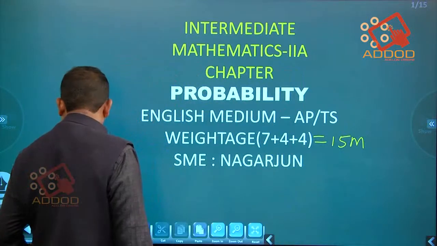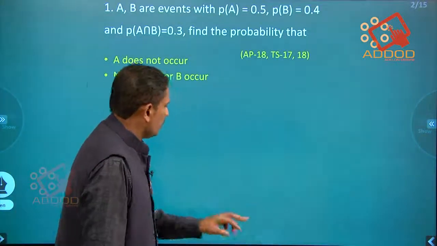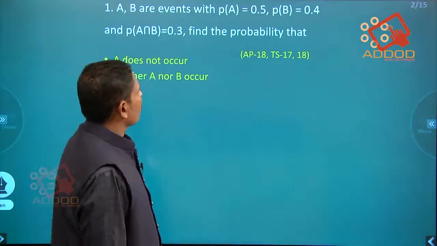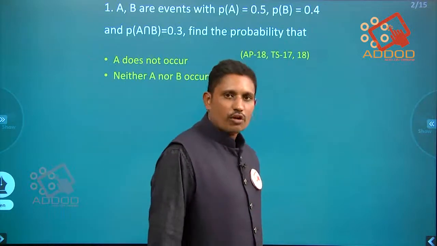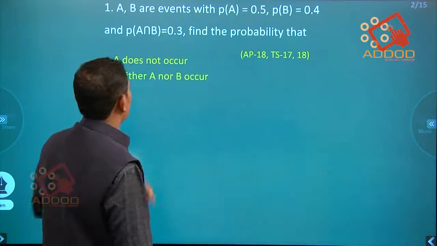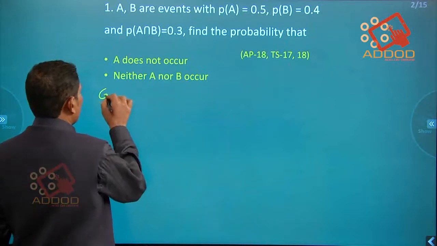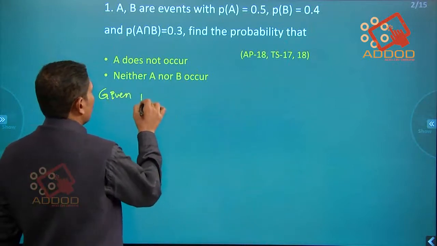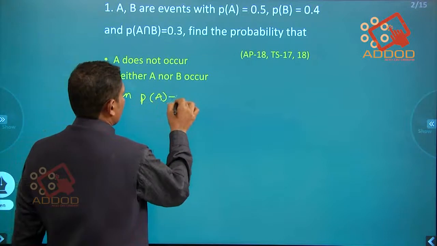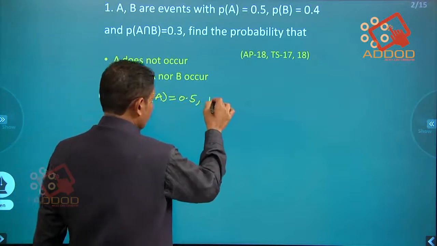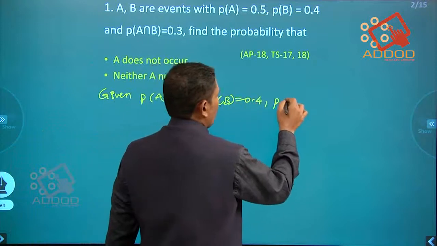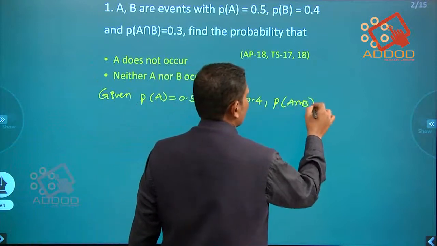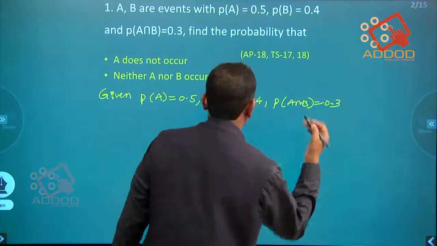Now coming to the topic, the first one is: A and B are two events with P of A equal to 0.5, P of B equal to 0.4, and P of A intersection B. Given these values, we can note down that P of A is equal to 0.5, P of B is equal to 0.4, P of A intersection B is equal to 0.3.